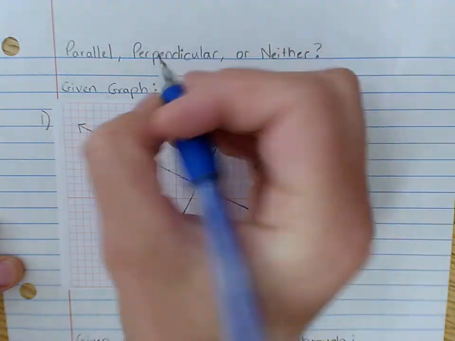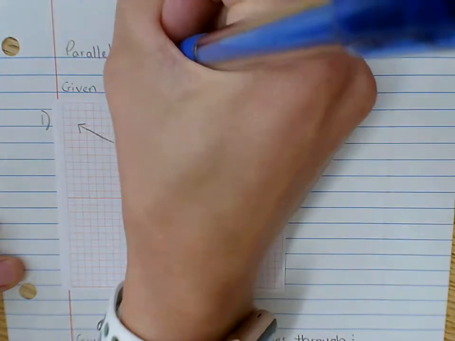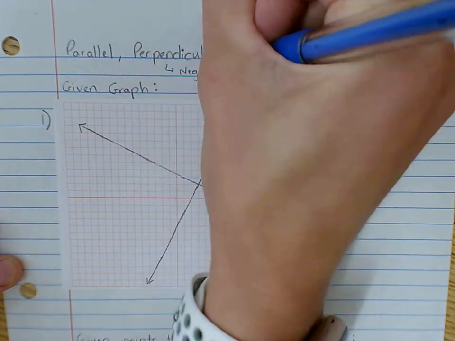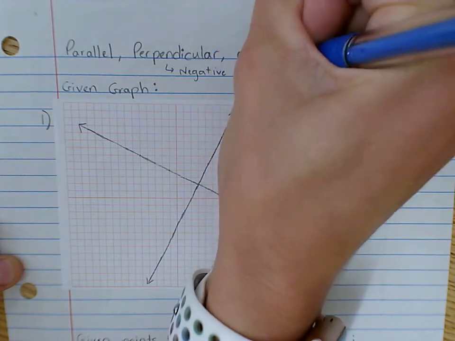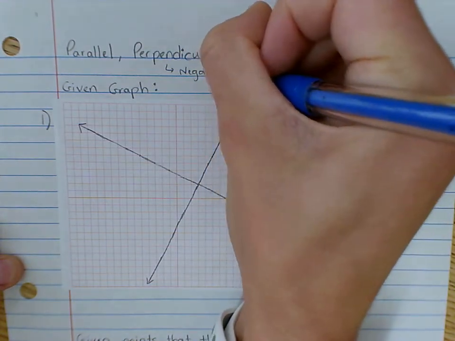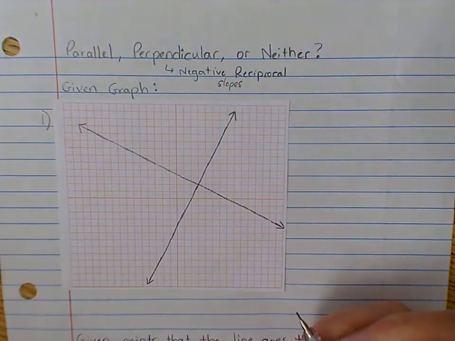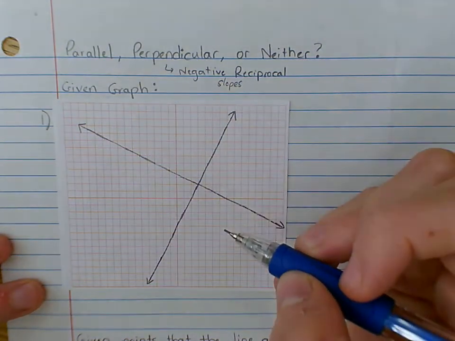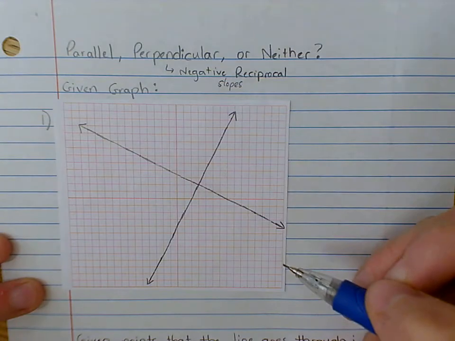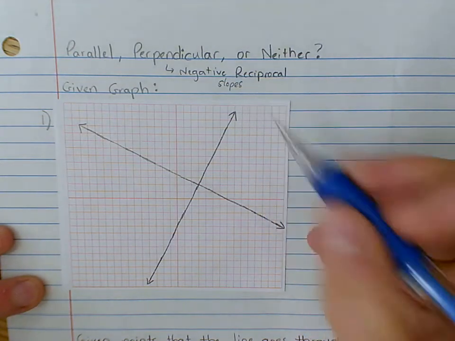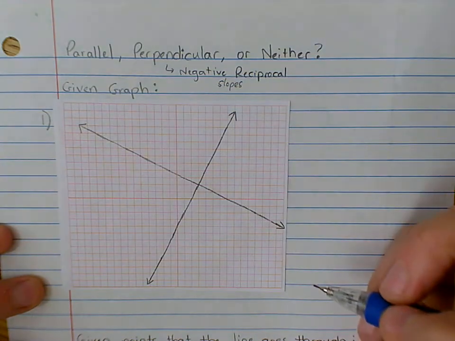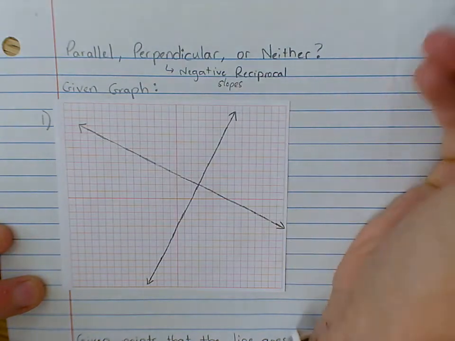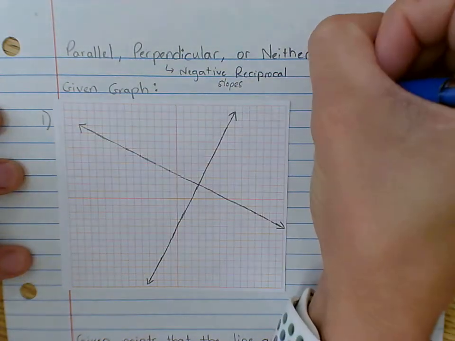If you remember from the other video, perpendicular lines have what are called negative reciprocal slopes. So what we actually have to check about those lines is whether they have negative reciprocal slopes. And so that means we have to find the slope of the line. Remember, looking at a graph, it's actually pretty easy to find the slope. I'm going to just find the slope of each line separately, and we'll know what the answer is.